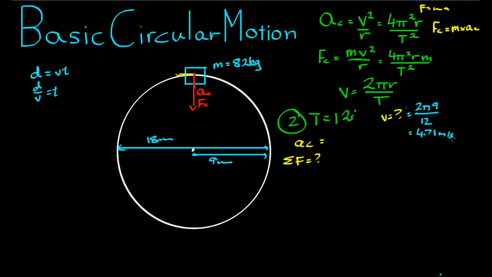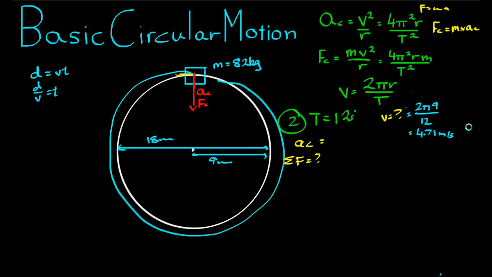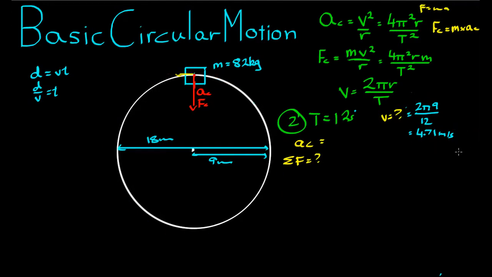meters per second. So in the first question we answered, we had the speed was 8 meters a second, and the period was 7.07 seconds. In this case, we have a longer period, so it's taking him longer to make that trip around the circle, and therefore he's moving at a slower speed. 4.71 is less than 8.